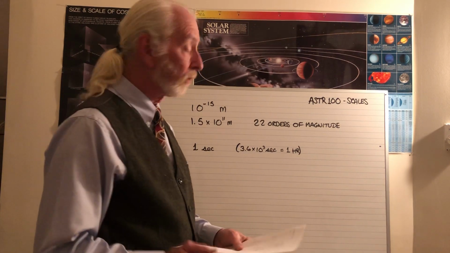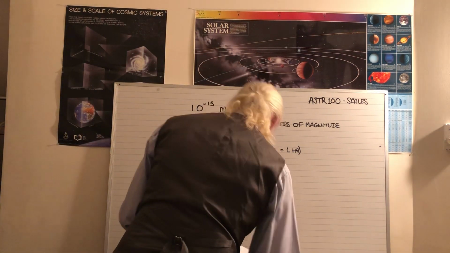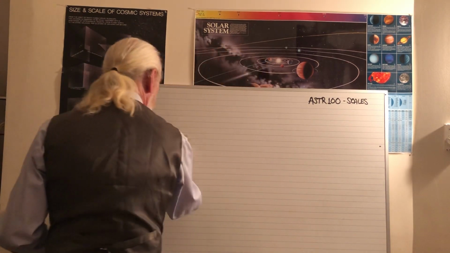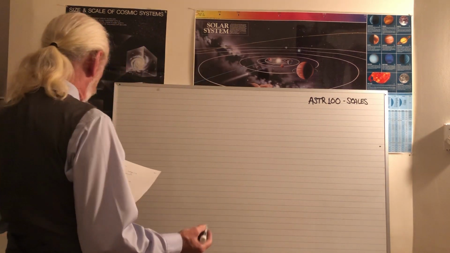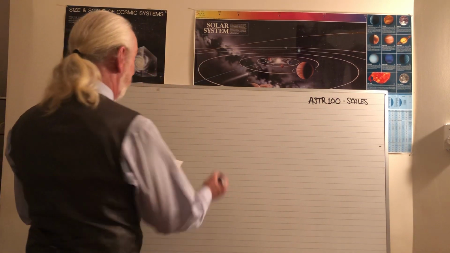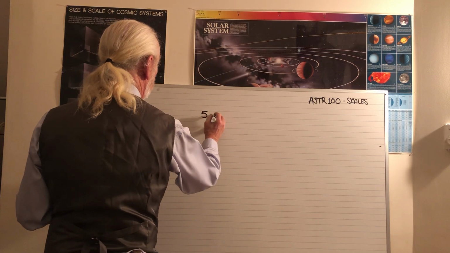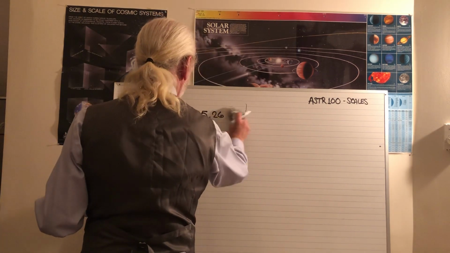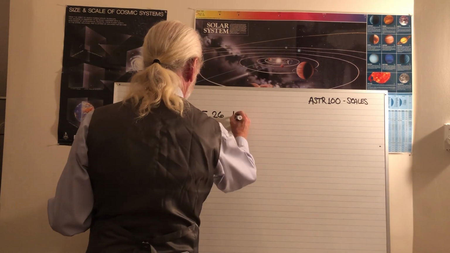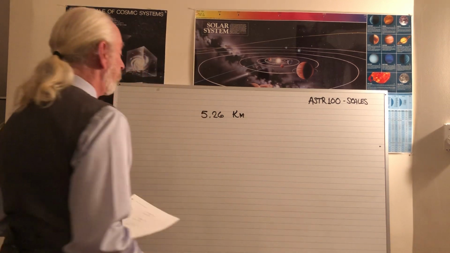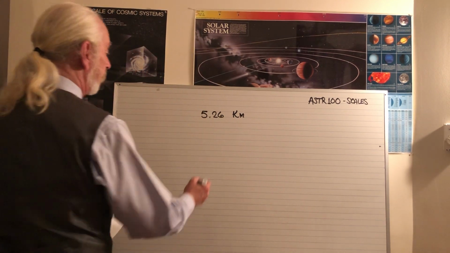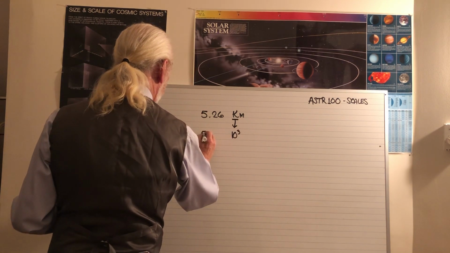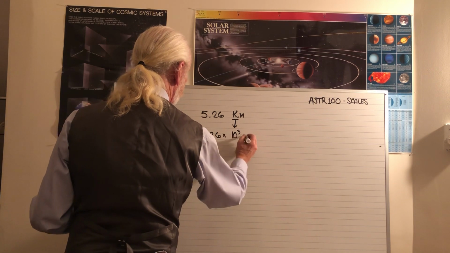Page 33. Just a quick overview of how to convert prefixes into powers of 10. So, for example, number 1 on page 33, I have 5.26 kilometers. Now, kilo is the same as 10 to the third, so I can take that kilo and replace it with 10 to the third. So it becomes 5.26 times 10 to the third meters.